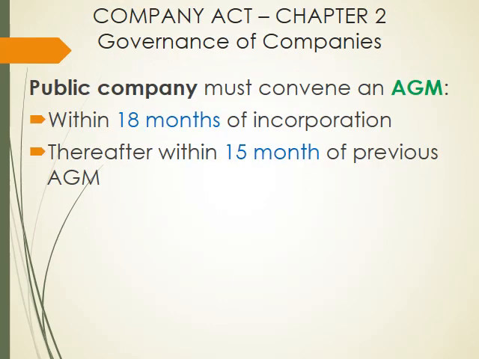But for an annual general meeting, this is the meeting of the shareholders on an annual basis. The Act requires this to happen for public companies. This is a requirement within 18 months of incorporation, and thereafter within 15 months of the previous AGM.